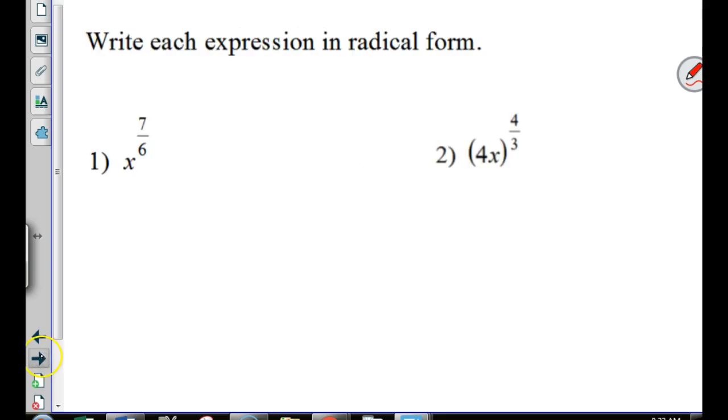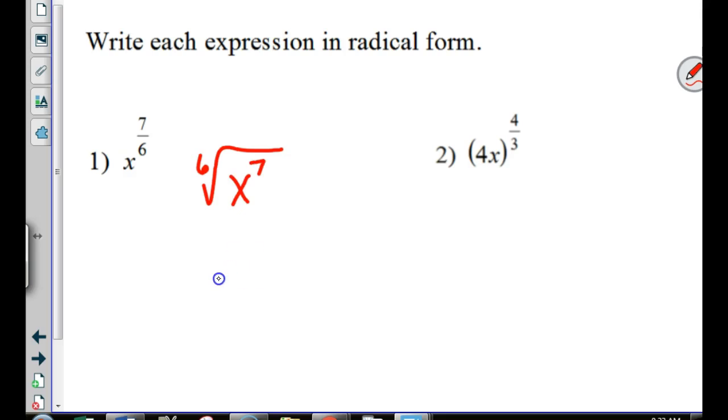We're good. So we're supposed to rewrite these in radical form. How do we rewrite this as a radical? Anybody? What do you think, Tristan? No? Anybody? Okay, good job.